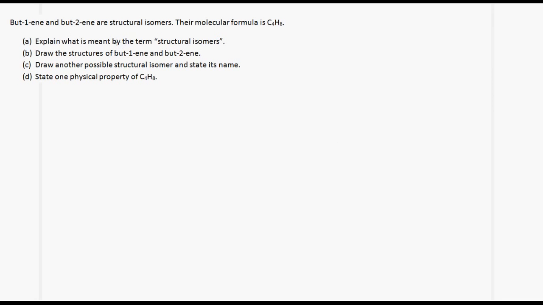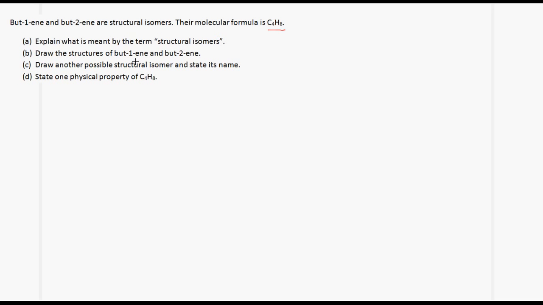So in this question, we have but1-ene and but2-ene as structural isomers. Both of them have molecular formula C4H8. And the first part asks, what is meant by the term structural isomers? Well, structural isomers are compounds that have the same molecular formula. In this case, both of them have a formula C4H8, but they have different structural formula.